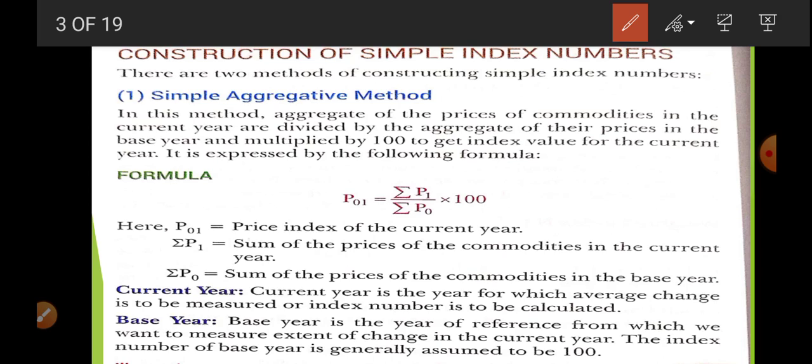When we talk about the simple aggregate method, the equation is P01 is equal to sigma P1 upon sigma P0 multiplied by 100. Now what does P01 mean? Price index of the current year. Sigma P1, sum of the prices of the commodity in the current year. Sigma P0, sum of the prices of the commodity in the base year. What is the current year? The year for which the index number is going to be calculated. What is the base year? The reference year, the year in context of which we are going to calculate the index number. That is your base year. Okay.